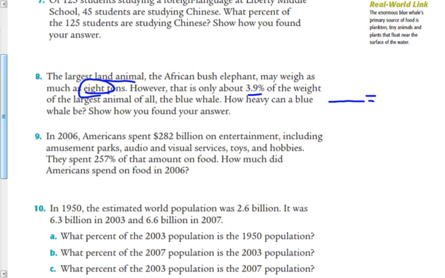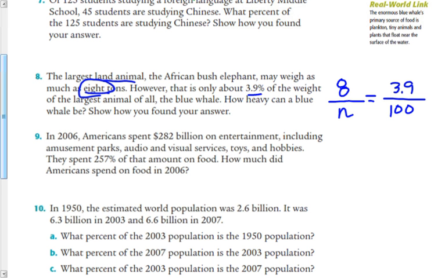Let's go ahead and use the proportion again. Percent goes over 100, so that's 3.9. Our other number we have is 8 tons. And we have to decide whether that's part or whole. Since the blue whale is the bigger animal here, the elephant's weight is only part of that. So we're going to put 8 over n for that.